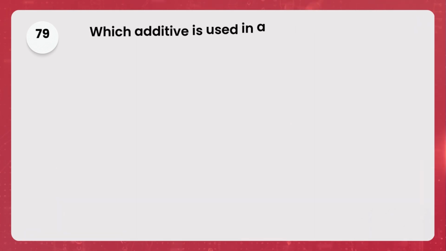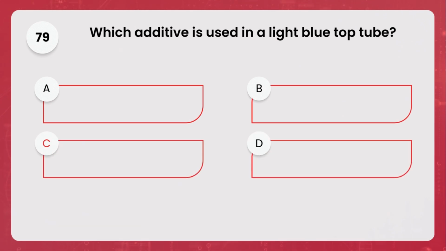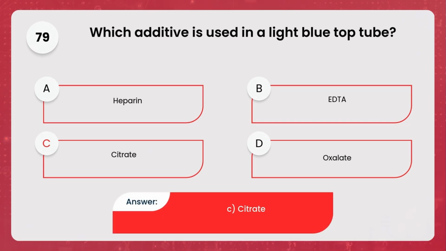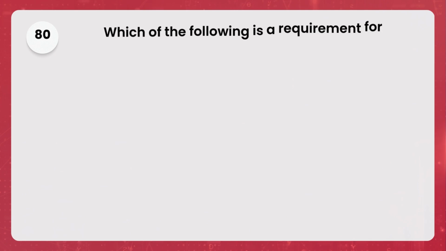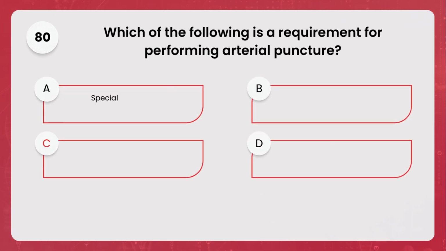Number 79. Which additive is used in a light blue top tube? A. Heparin, B. EDTA, C. Citrate, or D. Oxalate? The answer is C. Citrate.